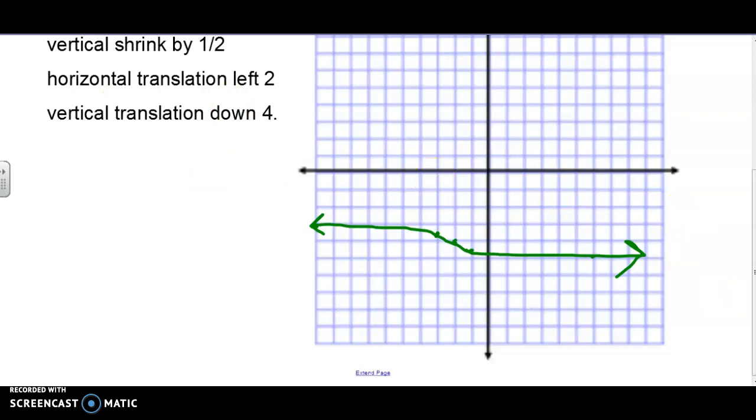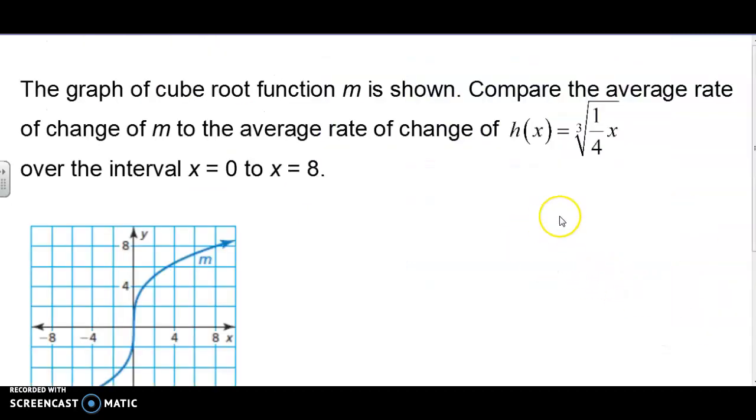Alright, so the last piece of this, they are giving us two cube root functions here. It says the graph of the cube root function m is shown in the graph. Compare the average rate of change of m, this graph, to the average rate of change of h of x, which is h of x equals the cube root of 1/4 x, over the interval 0 to 8. So the first thing we have to do is figure out, what is the average rate of change from 0 to 8 for the graph.